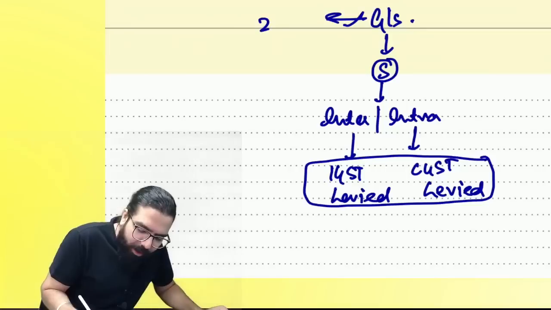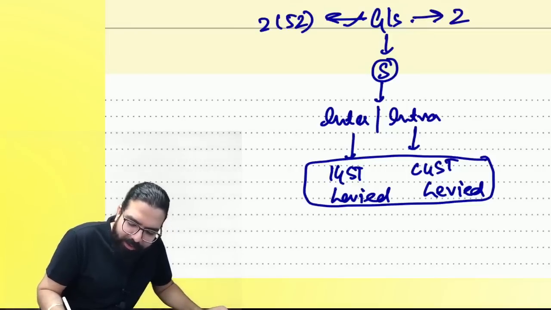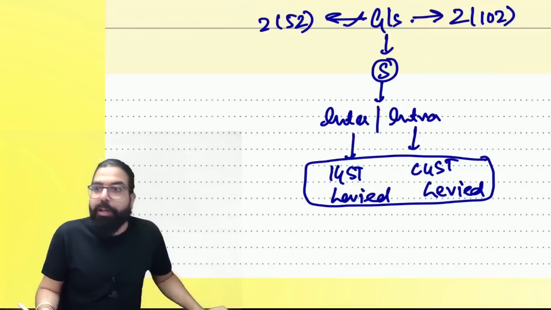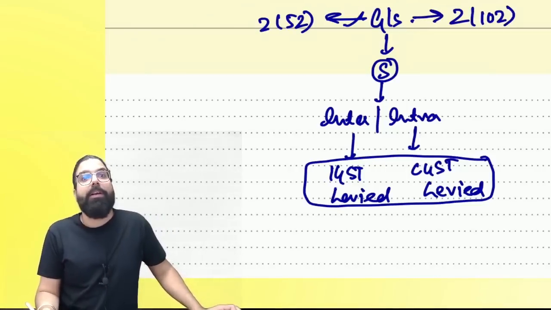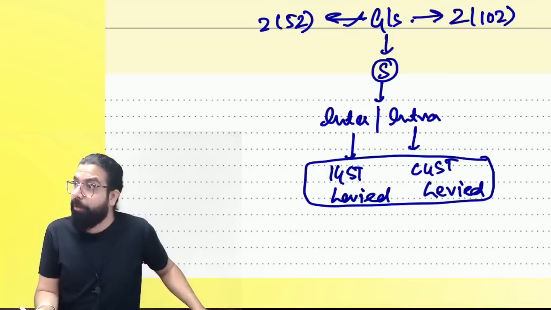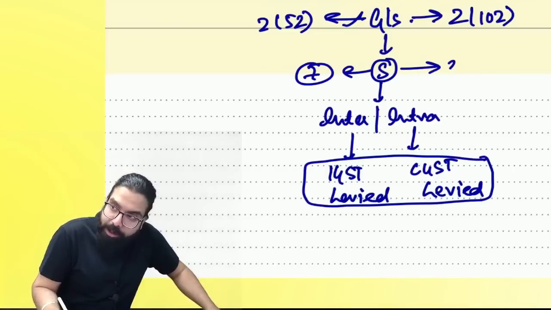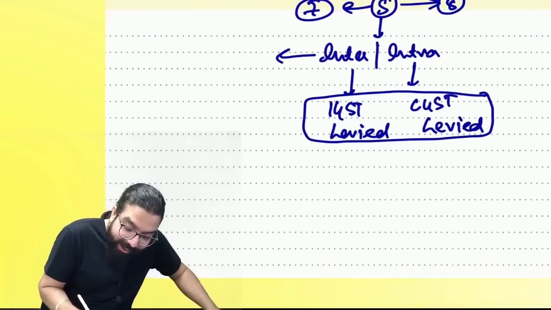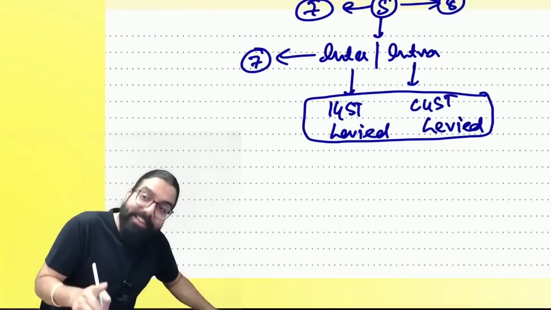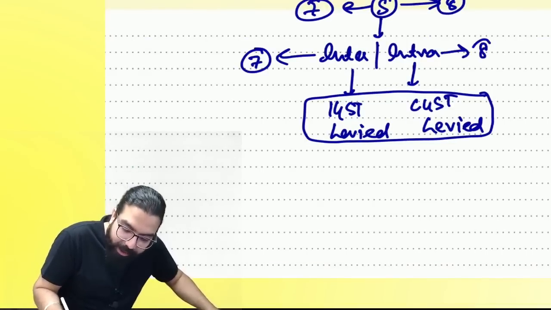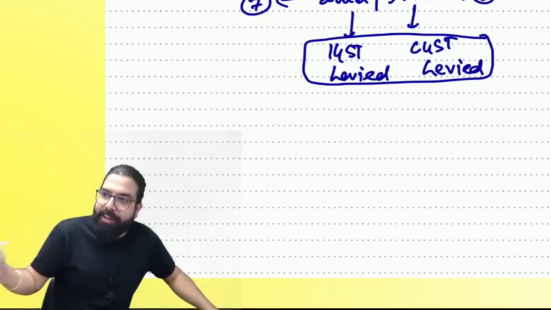Goods and service section number 2. Service section number 2. People who say we can't remember section number, by the end of the class you will remember, provided you talk with me. Can we go ahead, everyone? Supply section number 7. Supply section number 8. Now, interstate is section number 7 of the IGST Act. Intrastate is section number 8 of the IGST Act.